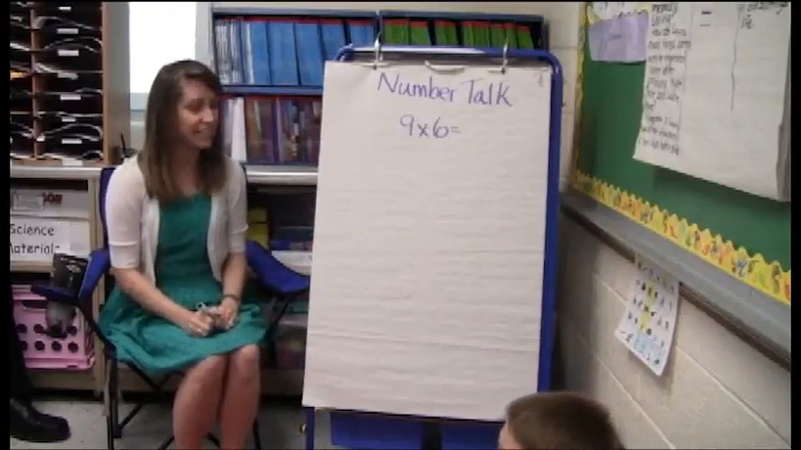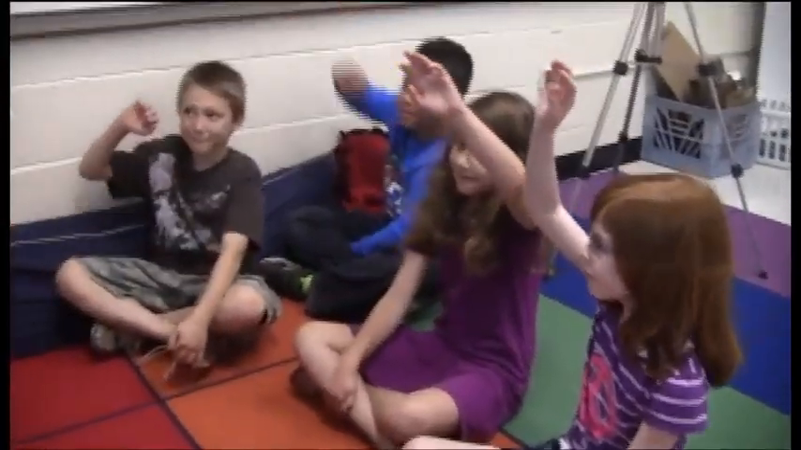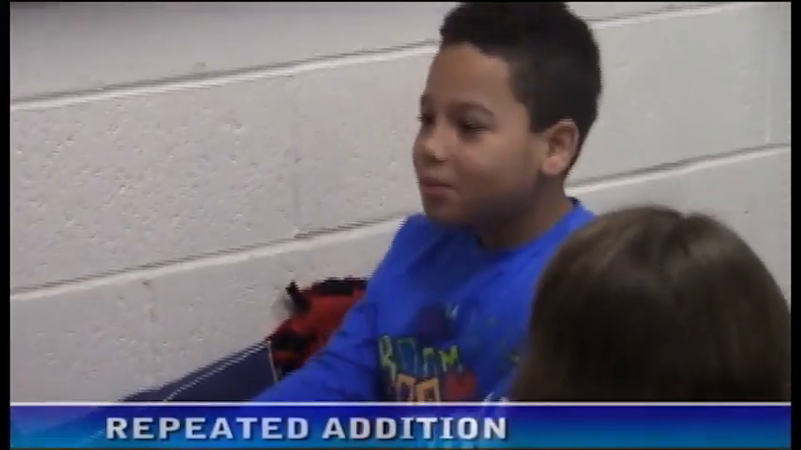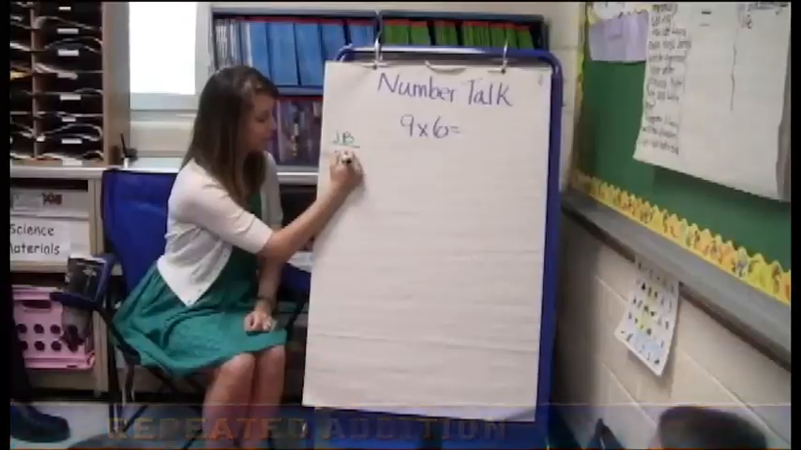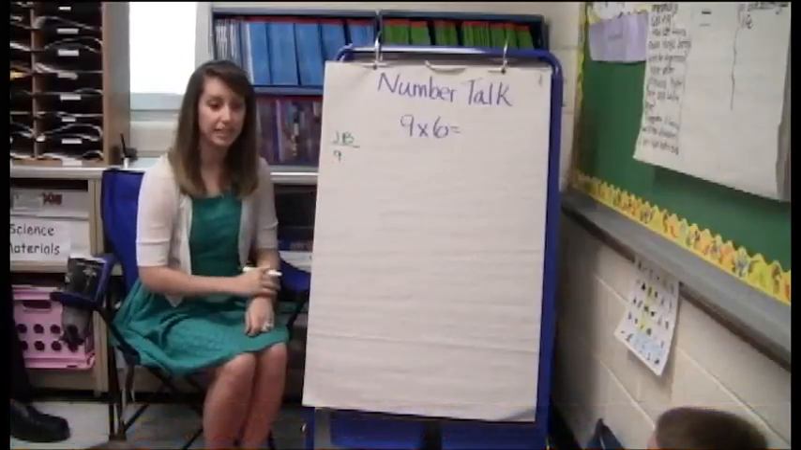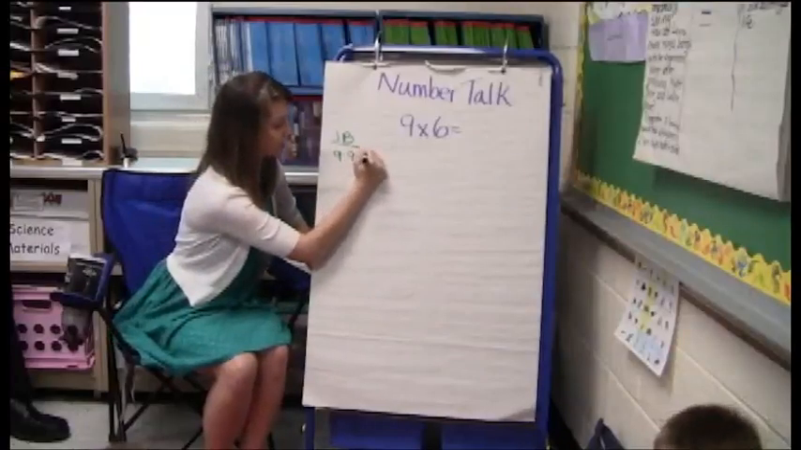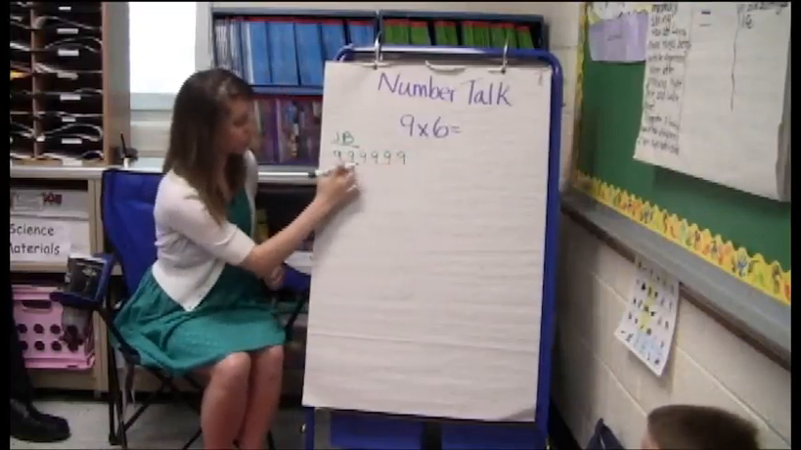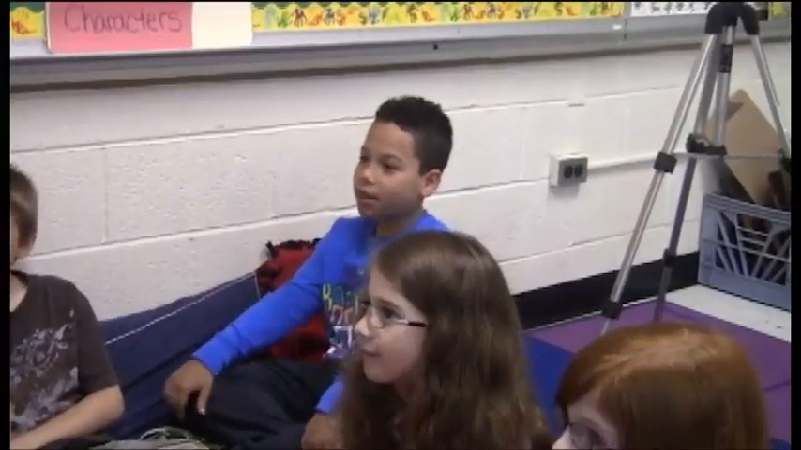Does someone have a strategy that they would like to share? Josiah, let's start with you. Nice and loud for me, sir. You do 9 6 times. What do you mean by do 9 6 times? Like you write 9 6 times. Okay. Okay, 1, 2, 3, 4, 5, 6. 2 of the 9s equals 18.